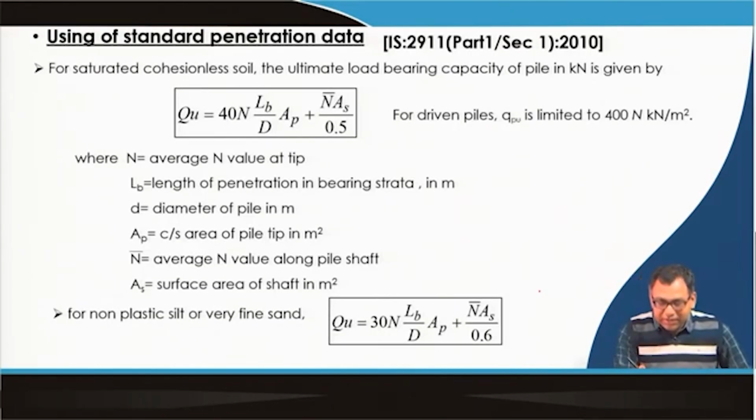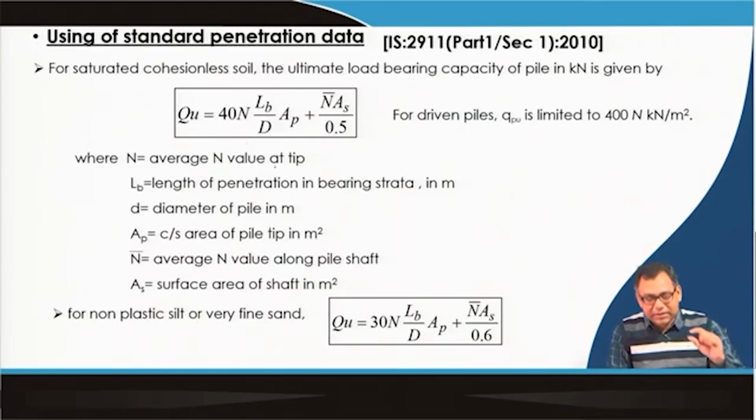Similarly, IS code has also given an equation by which we can determine the ultimate load carrying capacity of the pile by using SPT value. Here this N is the average N value at the tip, and N bar is the average N value along the length of the pile or shaft of the pile. AS is the surface area of the shaft and AP is the base area of the pile. This equation is for cohesionless soil, and for fine sand or plastic silt we can use this equation. These two are given.